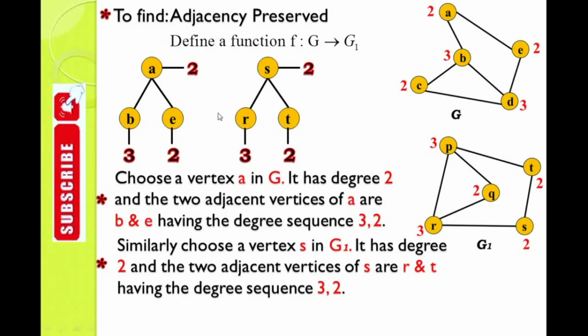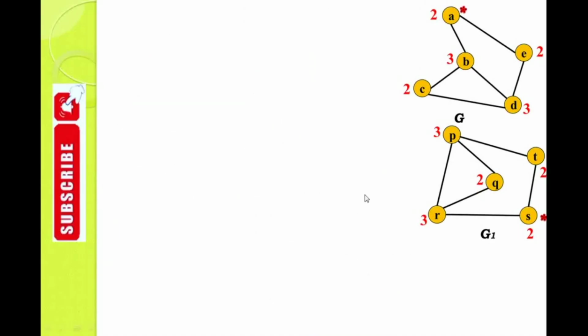So we have to verify the same concept for each. Therefore, F of A equals S. This is called every pre-image having an image. So A is related to S. The remaining 4 vertices are there. We have to verify that all 4 vertices are satisfied.